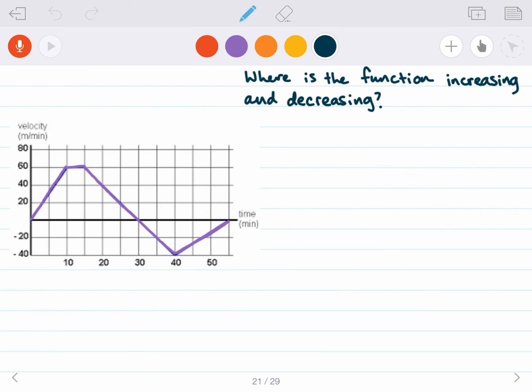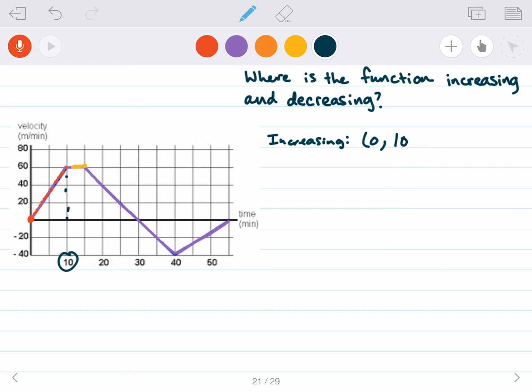All right, let's look at this example. So here we have a velocity versus time graph. We want to know where is this function increasing and decreasing. So if we start the leftmost point, that looks like x equals 0. We climb, and then the height kind of is static right here, right? Okay, so what's our first increasing interval? So we're increasing from x equals 0 to x equals 10.